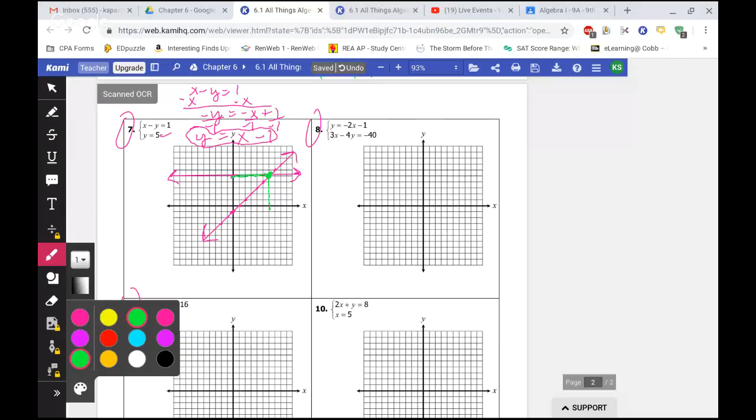So what are the coordinates of that point? You automatically kind of know that the y is going to be 5. But what's the x? 6. 6. Good job, Eli. So the coordinates are 6, 5.